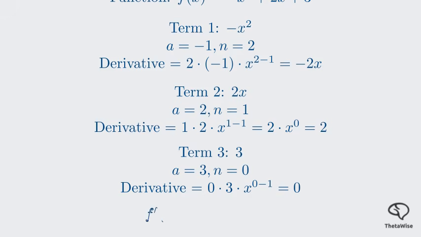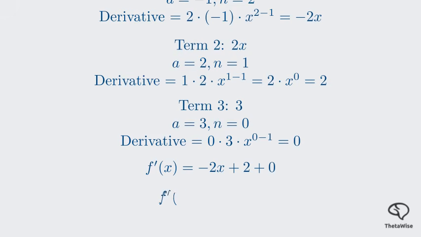Now we combine these derivatives. The derivative of negative x squared plus 2x plus 3 is negative 2x plus 2 plus 0. This gives us f prime of x equals negative 2x plus 2. Notice that this is exactly the same answer we got using first principles. Our solution is verified. Now, let's practice with a few more examples. We'll differentiate each of these from first principles.